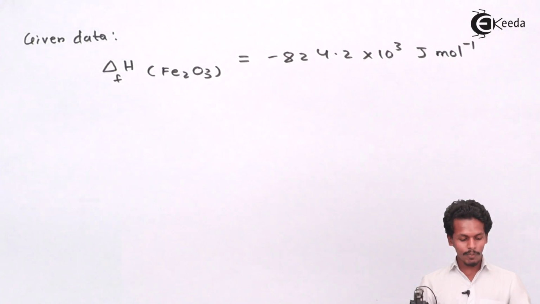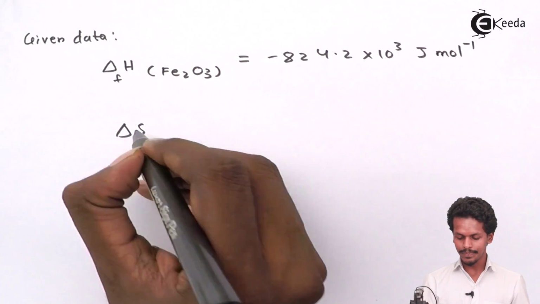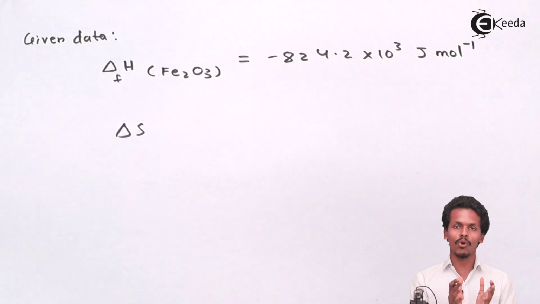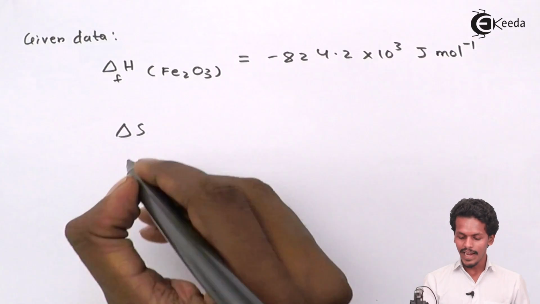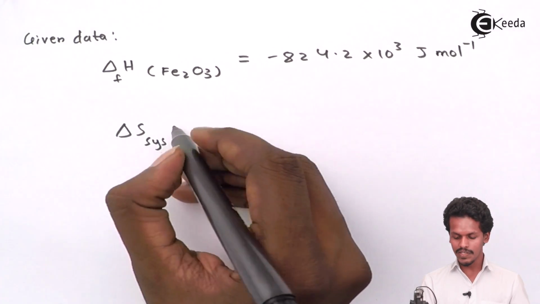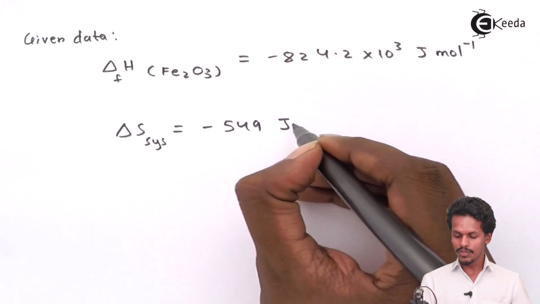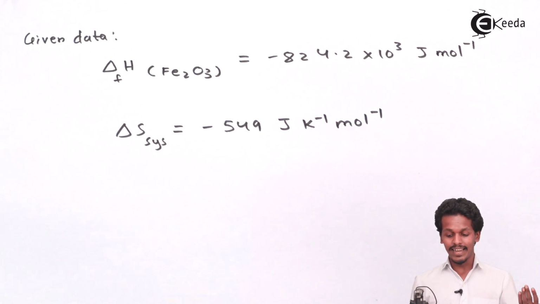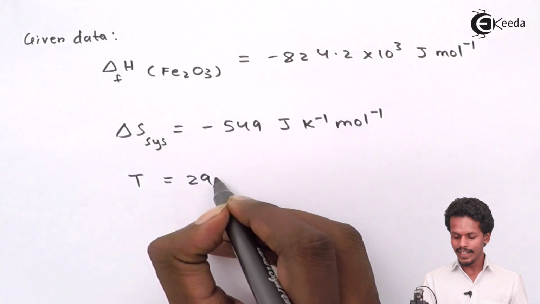As well, they have provided the entropy change, delta S. But this entropy change is for the system, because they are talking about the reaction. The entropy change of the system is found to be minus 549 joules per Kelvin per mole. The temperature has also been provided to us: temperature equals 298 Kelvin.